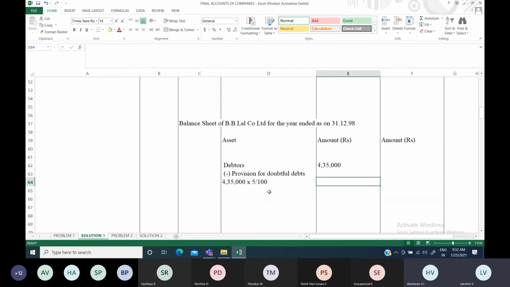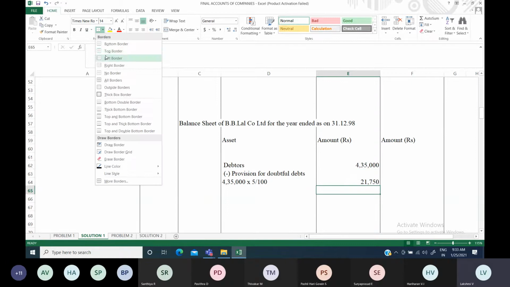4,35,000 into 5 by 100. Yes. 21,750. Good. So this is the provision for doubtful debts. Now like this, you just subtract and find out the total amount to be filled over here.